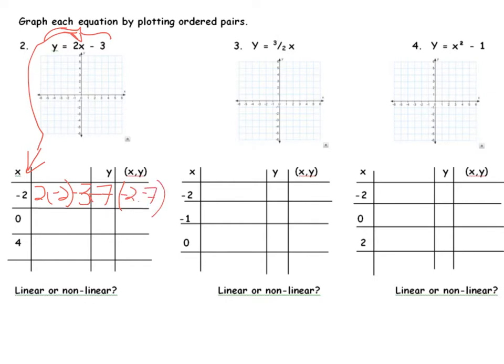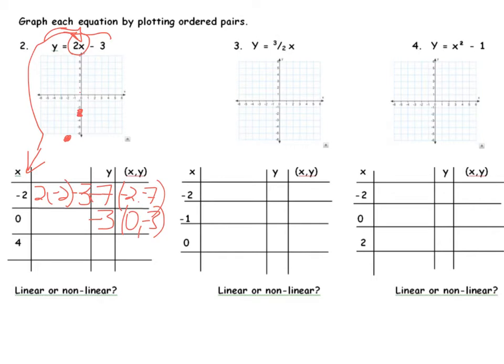I count backwards 2 and down 7, and I'll get a point there. Next we have our good old friend 0. If I plug in 0 for x, that 2 times 0 is 0, so I get minus 3. And my point is just 0, negative 3. I start at 0, and I go down 3. I'm going to end up right there.